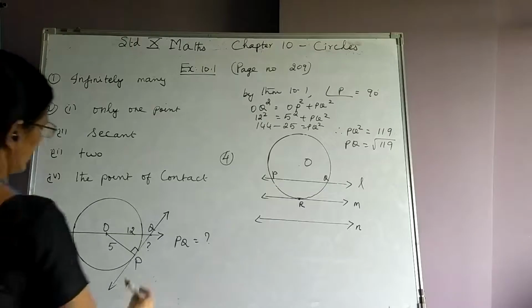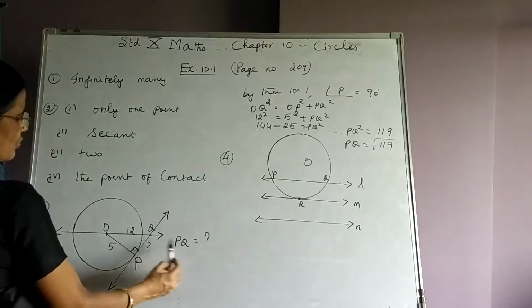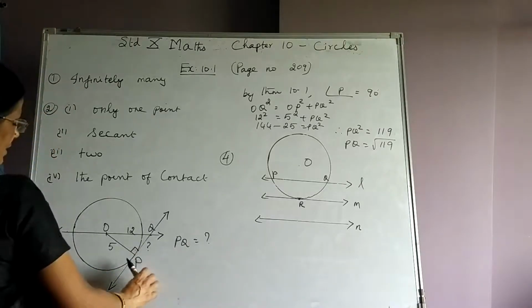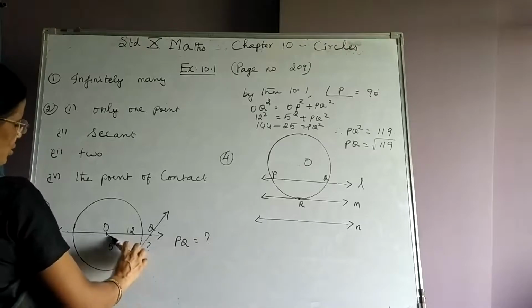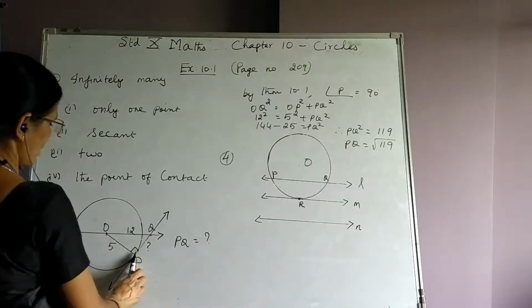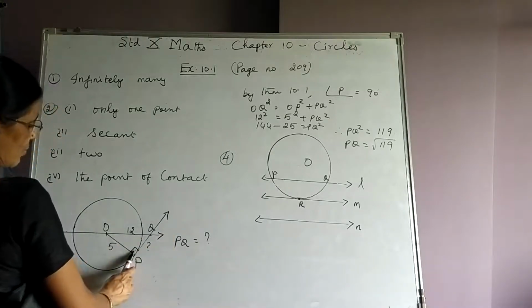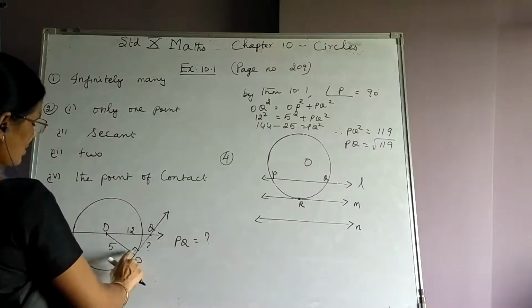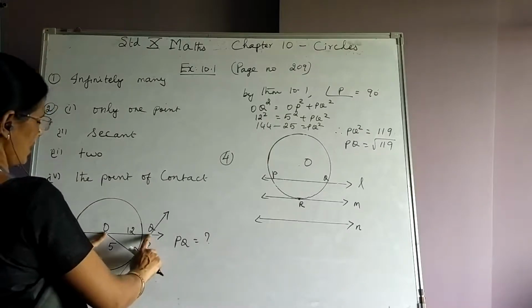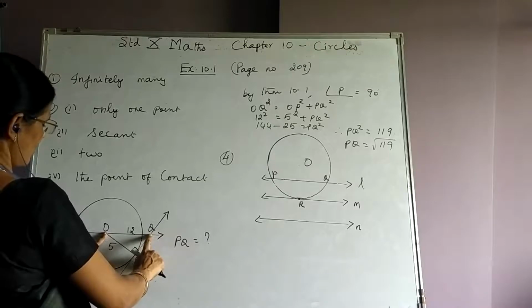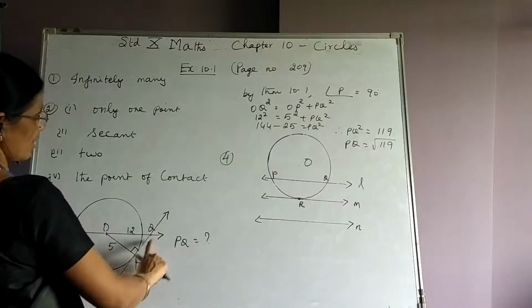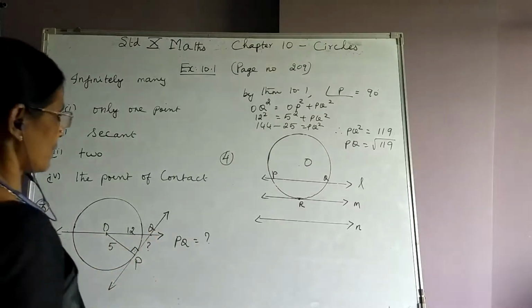Hope you understood. This we get 90 degree because of theorem 10.1. The radius drawn through the point of contact is perpendicular to its corresponding tangent. Therefore, angle P becomes 90 degree. Because this is 90 degree, OQ becomes the hypotenuse. Pythagoras we have used. OQ square is equal to OP square plus PQ square.